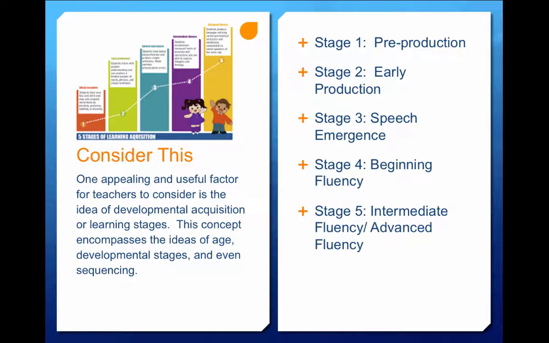Oftentimes, our mainstream teachers want and expect English language learners to get to the speech emergence stage very quickly so that they can acclimate and acquire academic vocabulary. And it's hard for mainstream teachers to manage students who are in pre-production or early production language stages, especially at the secondary level.